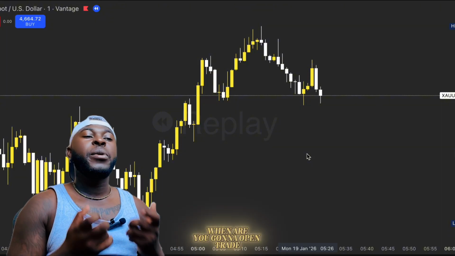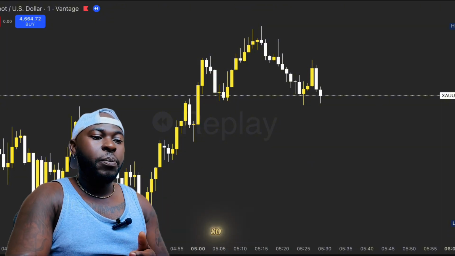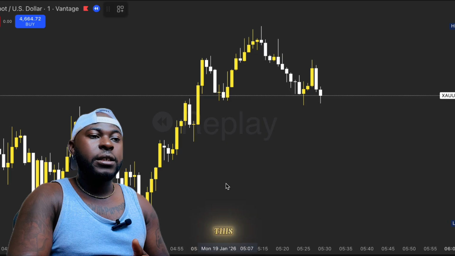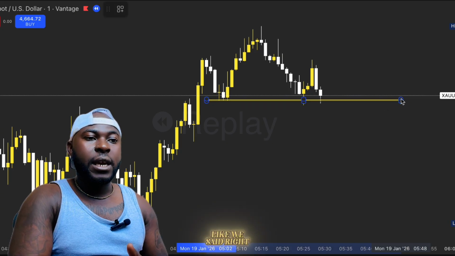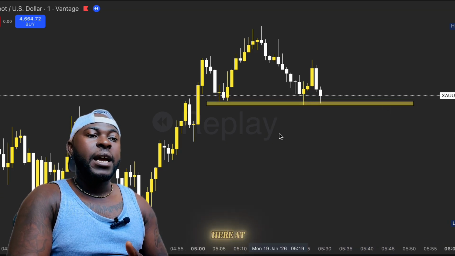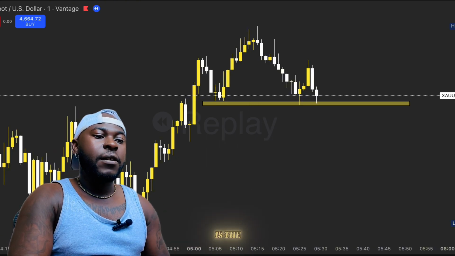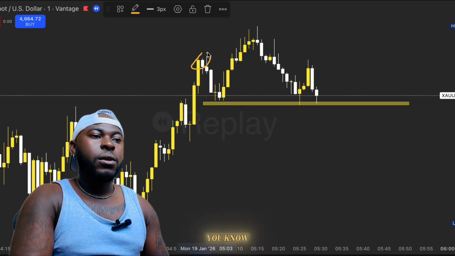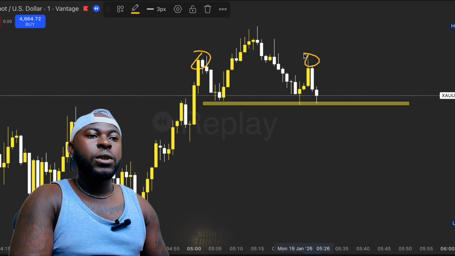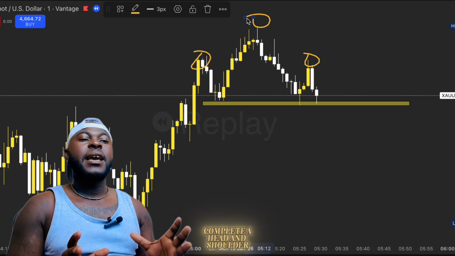When are you gonna open a trade? So first you're gonna put this line here. This is your neckline, like we said. The market is gonna come here at the same price. It's gonna come here, right? That's the neckline, and this is the first shoulder, and this is the second shoulder, and this is the head. And now the head and shoulder is already completed.